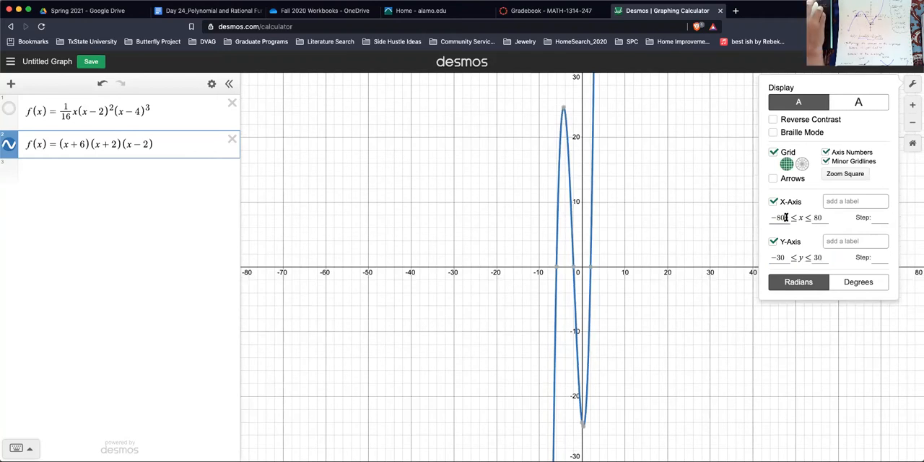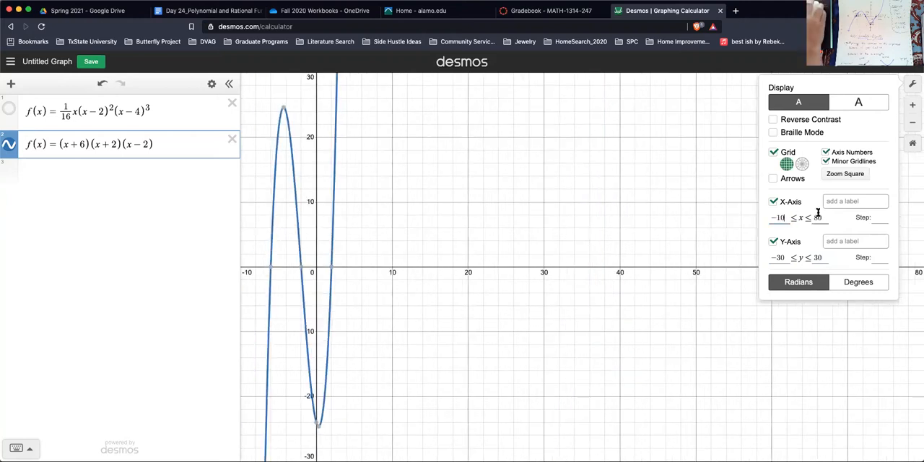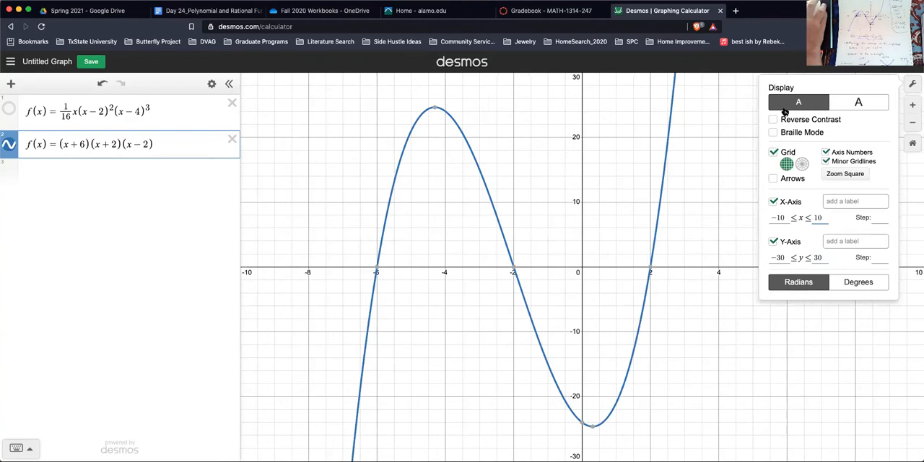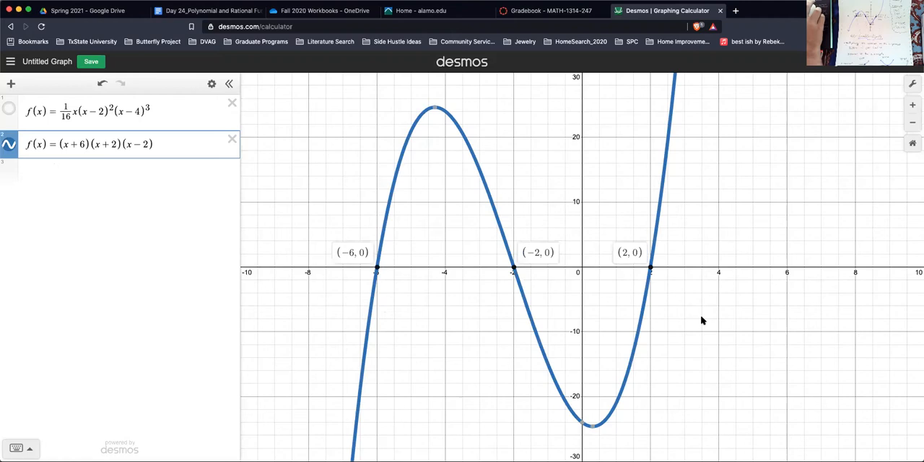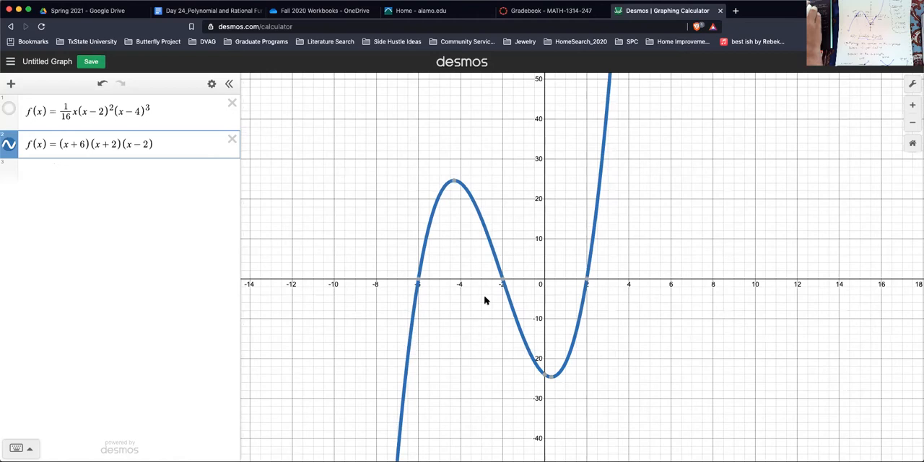But I want to widen this out a little bit, really make these boundaries a little bit more narrow, because it looks like we're between negative 10 and 10. So I'll put this as negative 10 and 10, just to widen that out a bit. And so our display looks a little bit better. Let me go ahead and thicken this thing up. There we go. And you can see from our graph, we have an x-intercept right here at negative 6, negative 2, and 2. Our y-intercept is down here where it crosses the y-axis at 0, negative 24. So those are all correct. And our end behavior is correct too. And our general shape is good, right?